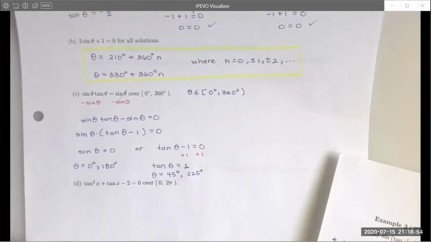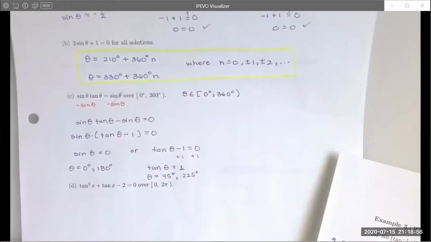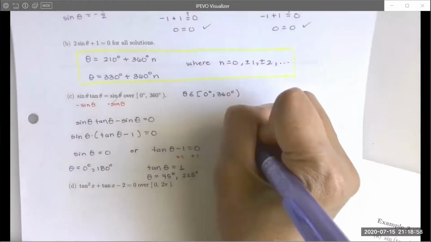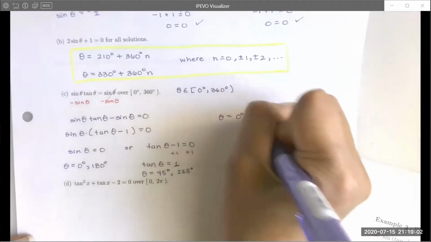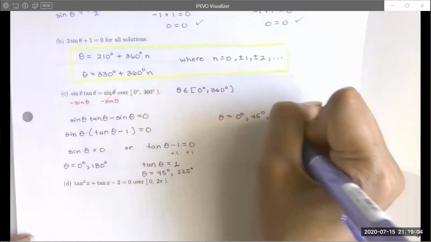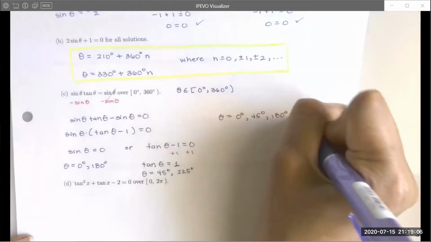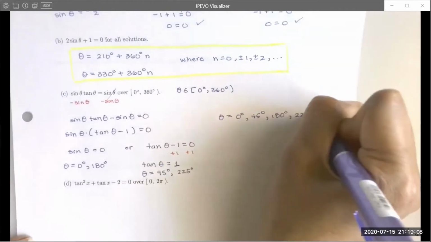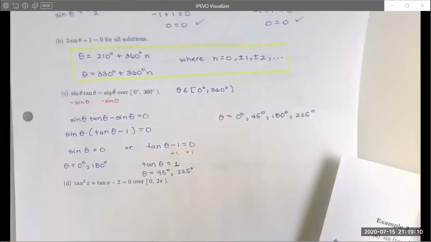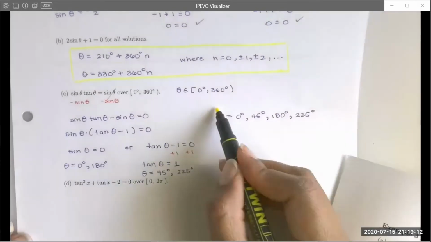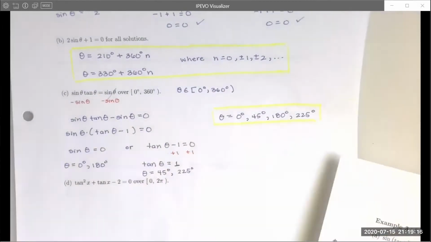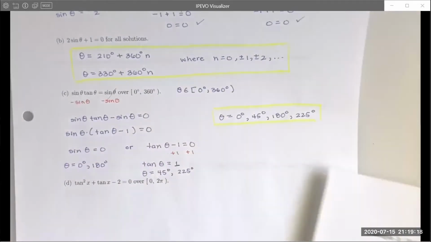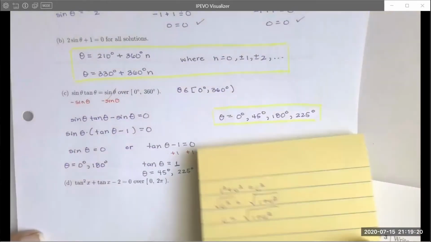And so the final answer is that theta can be 0, it could be 45, it could be 180, or it could be 225. I'm simply listing them in increasing order. Now those are quite a few to check. I don't think they're all going to fit here in the same page, so I'm just going to do it on a sticky note. Okay, let's go ahead and check.